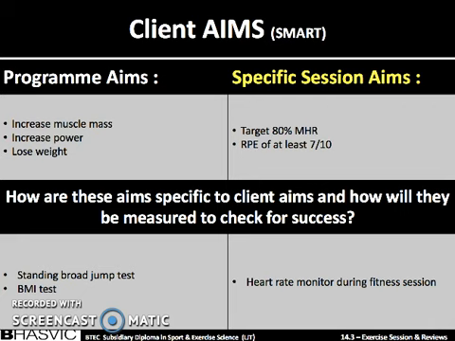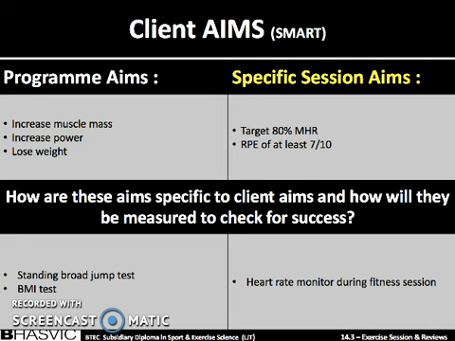In terms of measuring the long-term goals of increased muscle mass, increased power and loss of weight, I'd get them doing a standing broad jump test regularly. So in the training program, I had them doing that on the 3rd week and the 6th week to track progress, as that would be a good measure of power. Specifically to sprinting as well, because a standing broad jump is going to measure that power as they propel forward, as opposed to vertically if we were to use the vertical jump test.